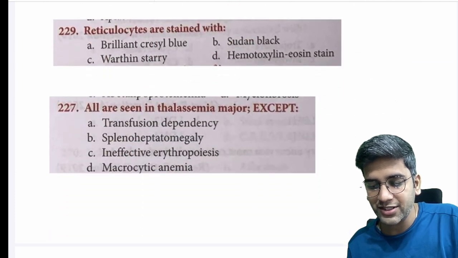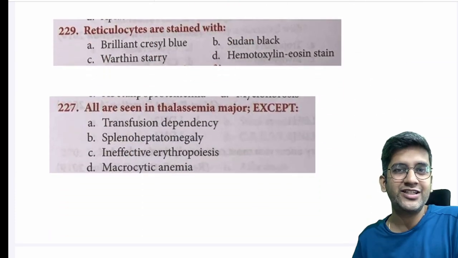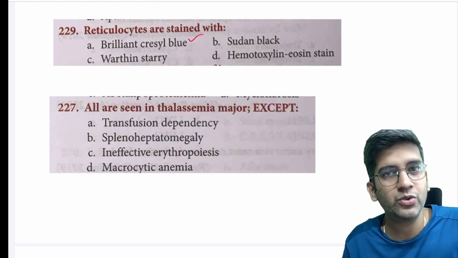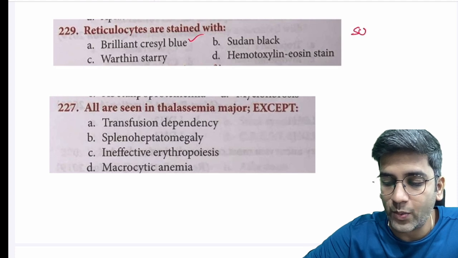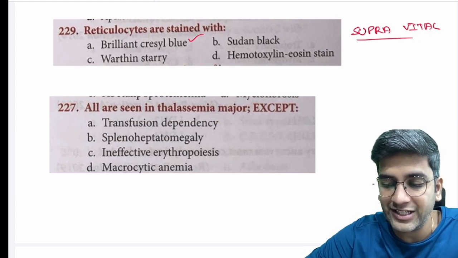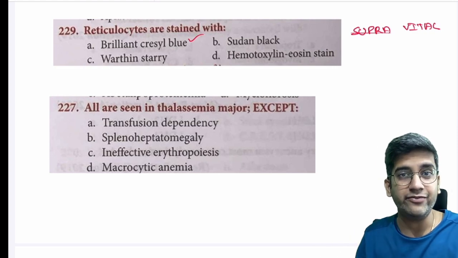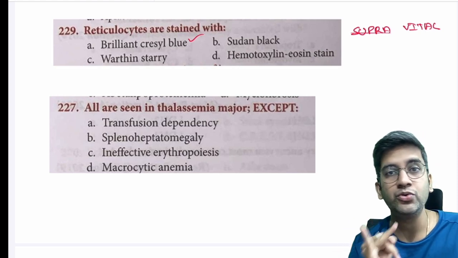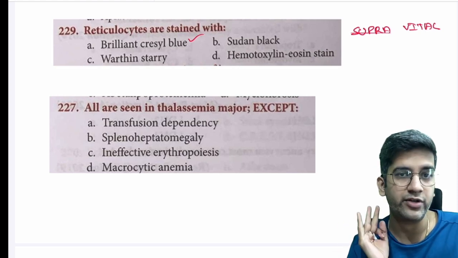Fine. Two questions, two screenshots from books. Reticulocyte stains are stained by brilliant cresyl blue, new methylene blue. All these are called supravital stains. Supravital stains means I will not fix this tissue, I will stain them alive. Supravital, I'll stain them when they are alive. Brilliant cresyl blue, new methylene blue, they are classical supravital stains and they're useful for reticulocytes, right?